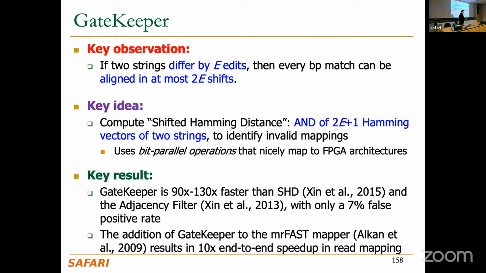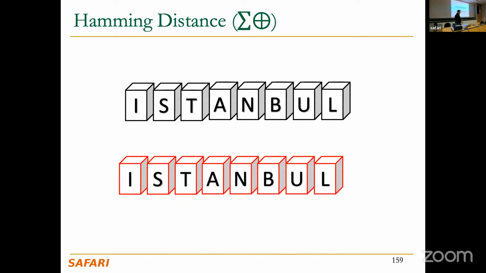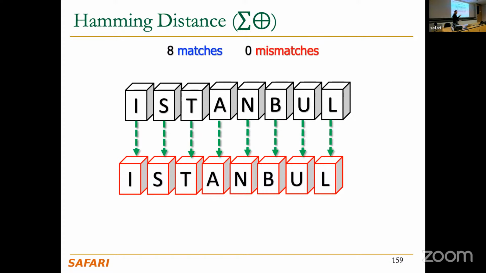This is one of the earlier works that performs this type of filtering using an idea known as shifted Hamming distance. To visualize it nicely, it basically quickly performs some Hamming distance calculations here. So consider these two sequences, a pair of sequences. These are exactly matching right now, right? Meaning the Hamming distance between them is basically zero.